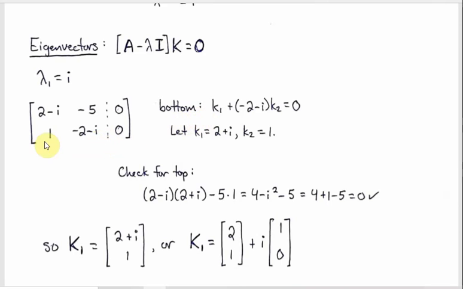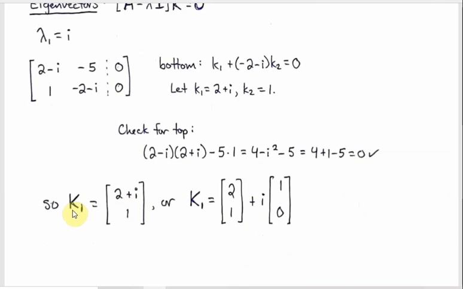Because if you go from the bottom, this is already pretty straightforward, right? We've got k1 plus (-2 minus i) times k2. So if you just let k2 equal 1, and then k1 be the negation of this, so 2 plus i, that should work. And then just to be safe, I checked the top as well, just subbing in 2 plus i for k1, 1 for k2, and yep, that works out. You do get 0 like you're supposed to, so that'll work.